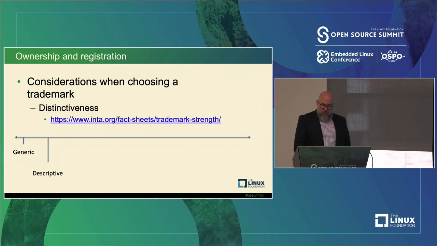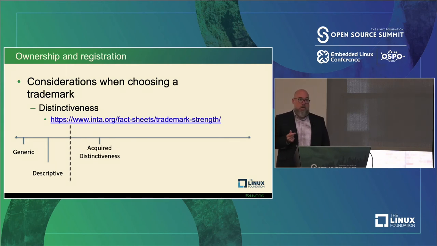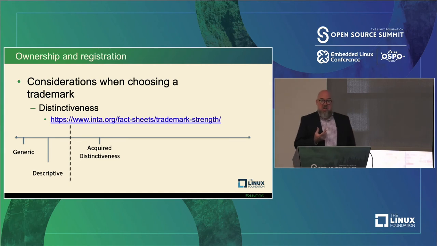But then you do have descriptive marks that can hop over a little dotted line here, and they acquire distinctiveness. These are descriptive marks, but through sheer effort, using it for a long time, doing a lot of advertising, people have come to associate the mark or the term with a unique source of that good or service. So it now has secondary meaning. So yes, the words themselves are descriptive, but now it functions as a trademark.